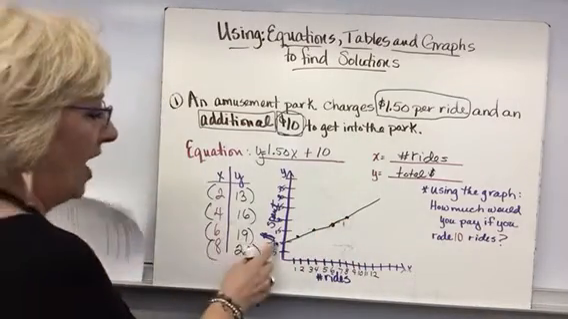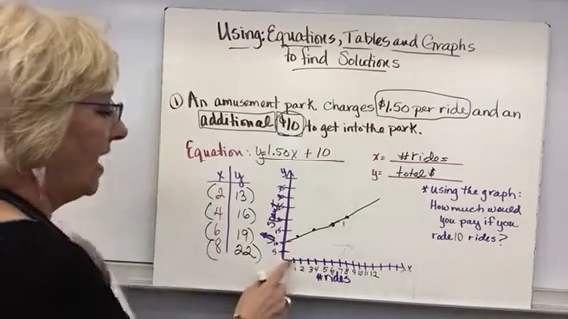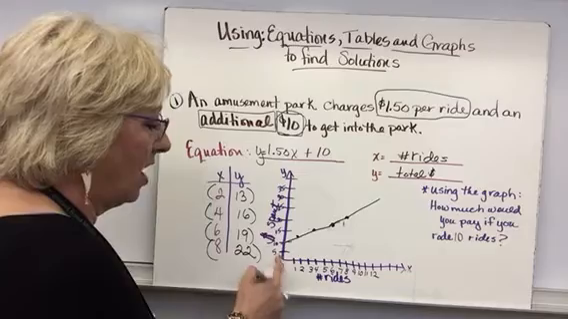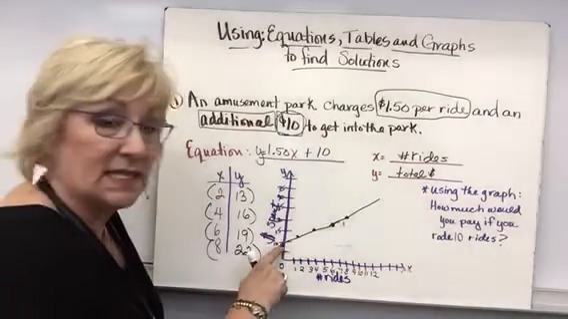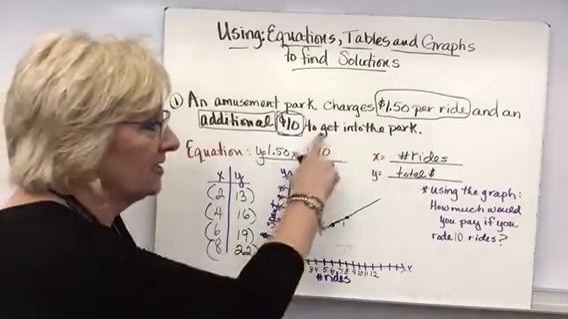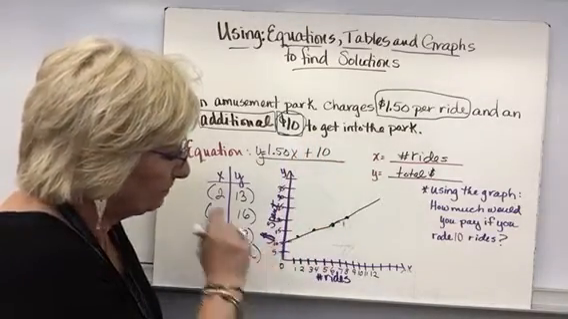Notice how on the y-axis it goes through 10. And we know this because I haven't ridden anything at 0 rides, but I've already spent $10, and that was just to get into the park. So it will go through my y-axis at 10.